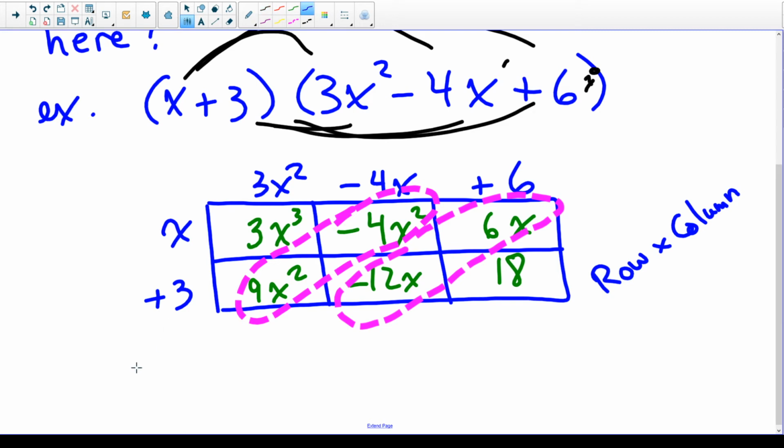So our final answer is going to be 3x to the power of 3. We've got 9 minus 4x squared, which is plus 5x squared. Minus 12x plus 6x, which is minus 6x, plus 18.